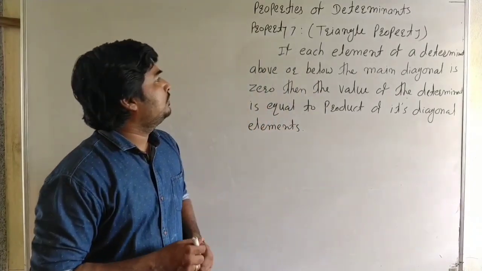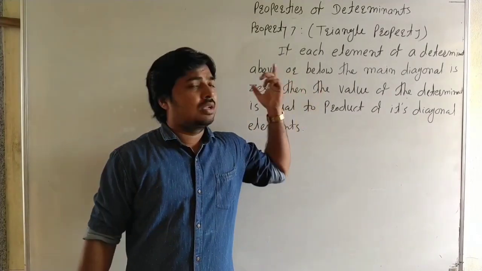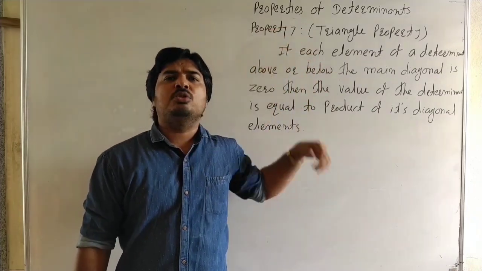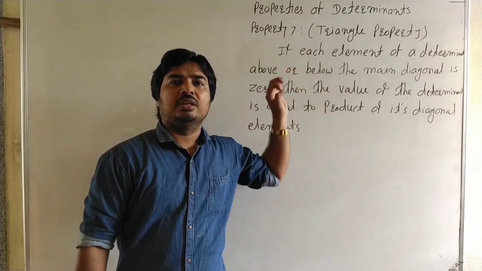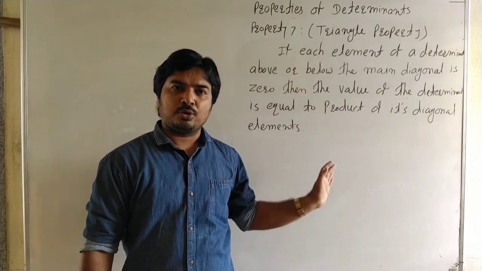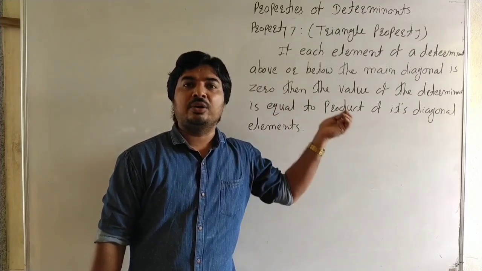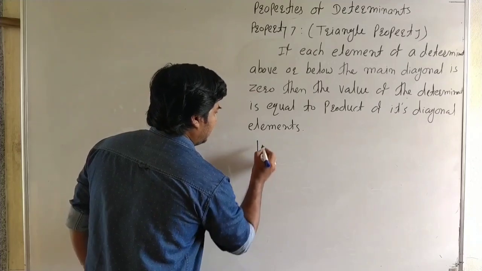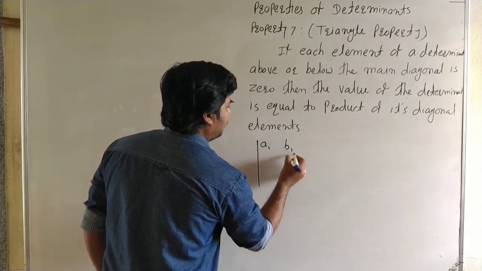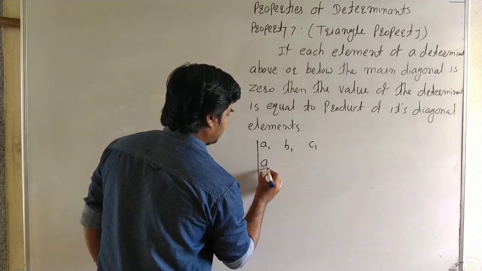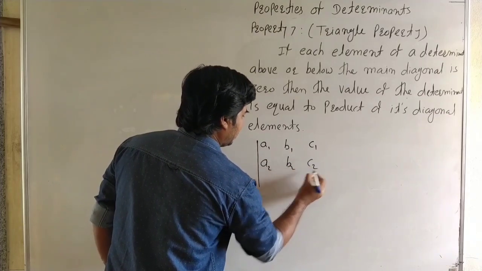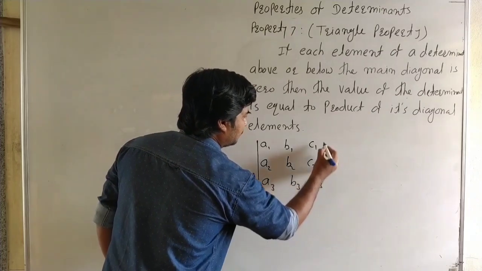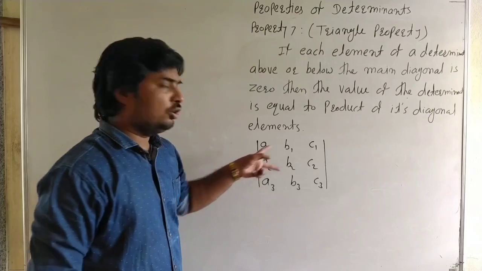Now, the next property here: if all elements below the principal diagonal or above the principal diagonal are 0, then the value of the determinant is the product of all elements in the diagonal. Okay, here see one determinant. Suppose we write a1 b1 c1, a2 b2 c2, a3 b3 c3. Here it is 3 rows and 3 columns.